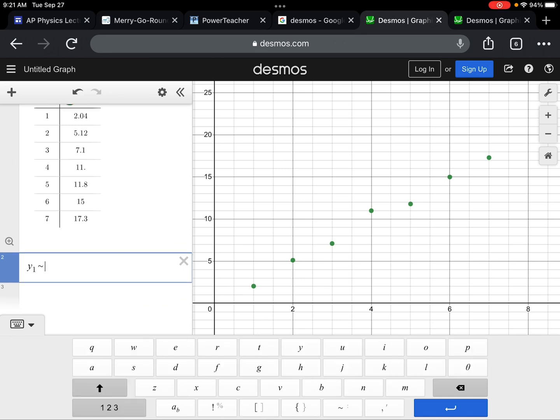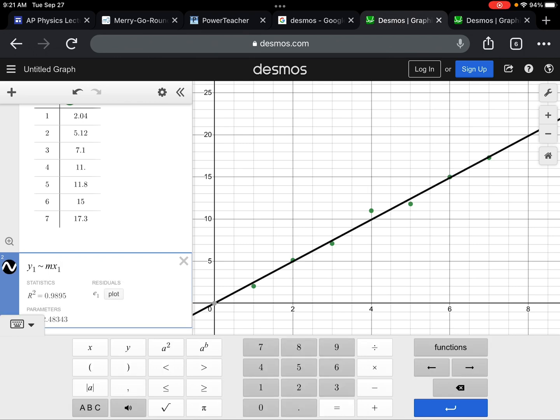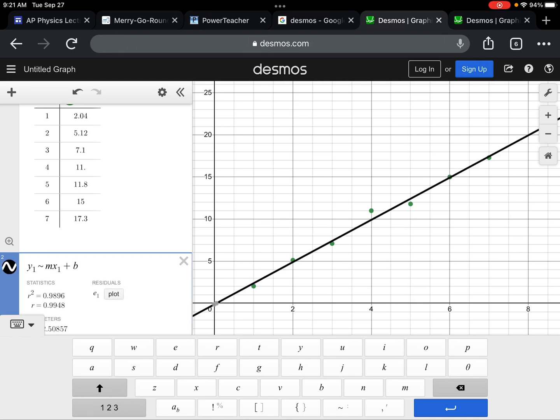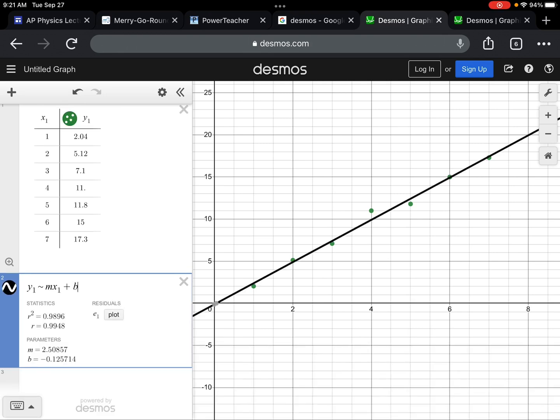Oh, there it is, about right there. I don't have my keyboard plugged in right now. Is mx1... oh, see, it's already drawn a line on there, plus b. Maybe it's going to be a slightly better fit with or without a y-intercept.